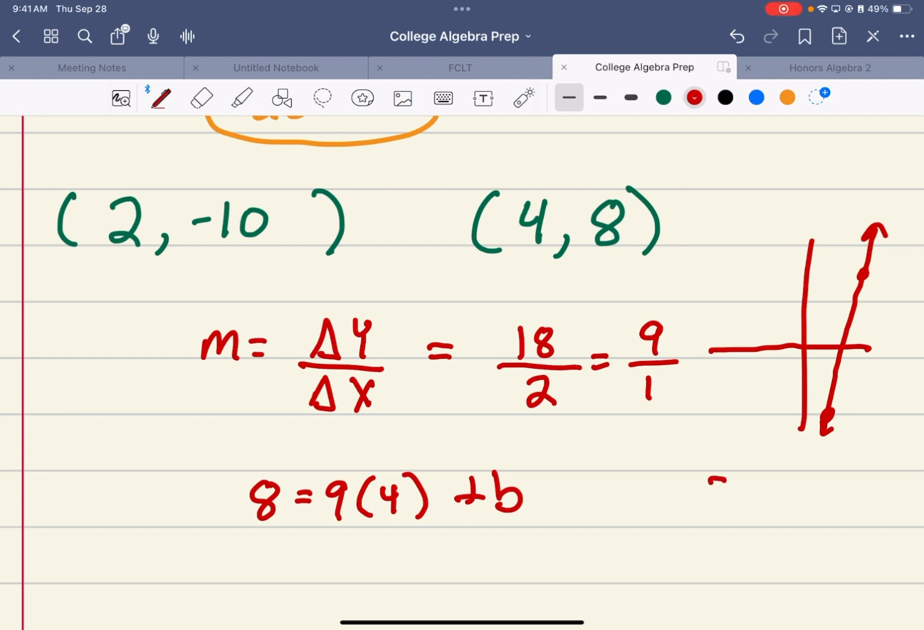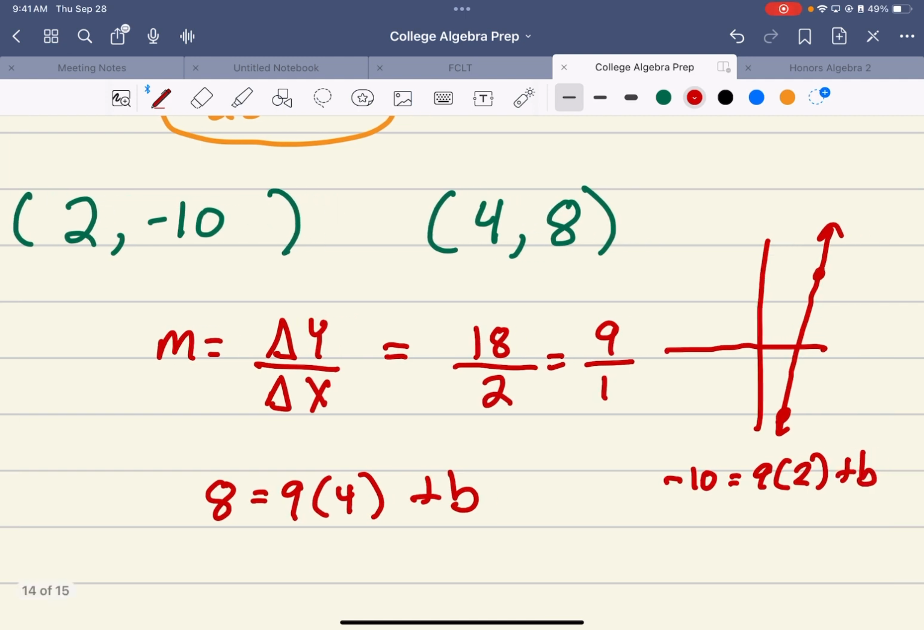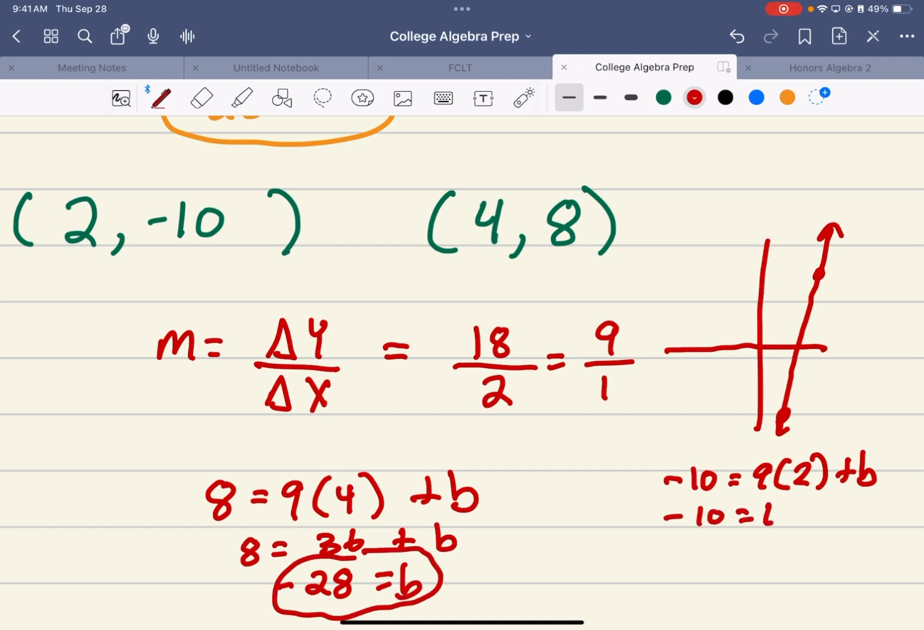If I would have picked -10, 9 times 2 plus b. Doesn't matter which one you pick. So this is 8 is equal to 36 plus b. Subtract 36 from both sides. That's -28. Equals my b value. You can see if I pick the other one, subtract 18, I get -28 is equal to my b value. It doesn't matter which through point you pick.